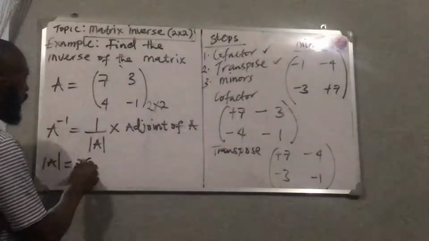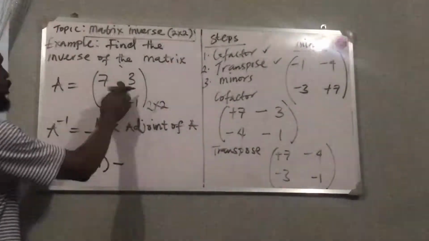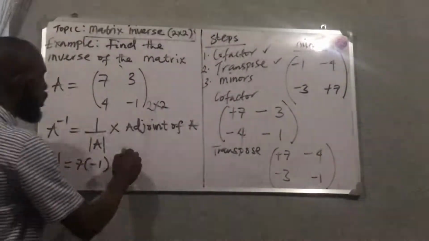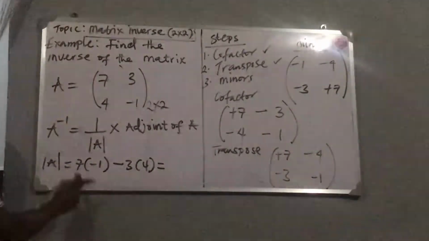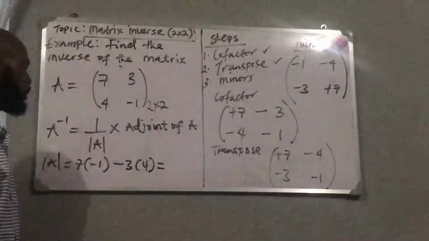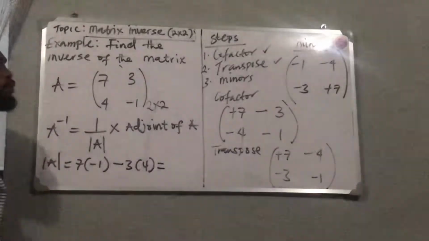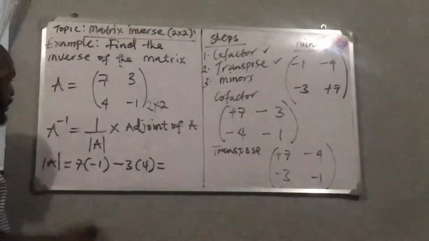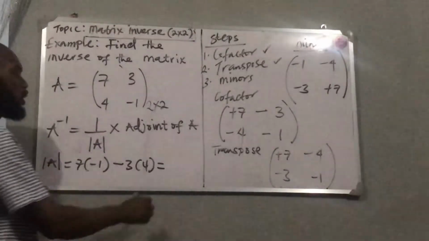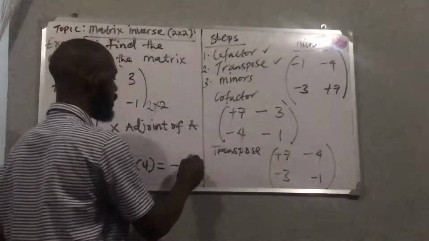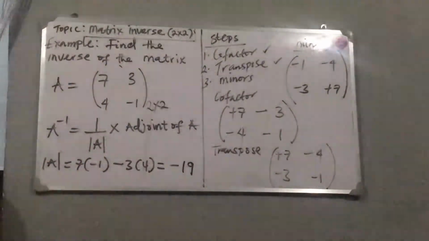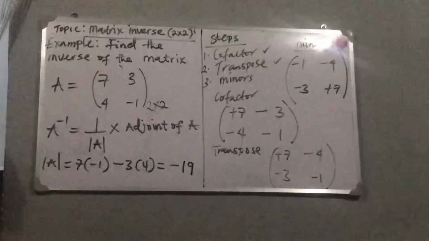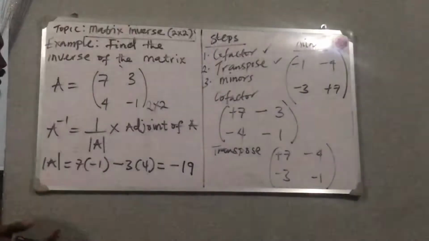Determinant is 7 times minus 1 minus 3 times 4. And I'll be left with 7 times this is minus 7, minus 3 times this is minus 12. So minus 7 minus 12, that will give me minus 19. So minus 19 is my determinant. All I need to do is just to input into this formula to get my A inverse.